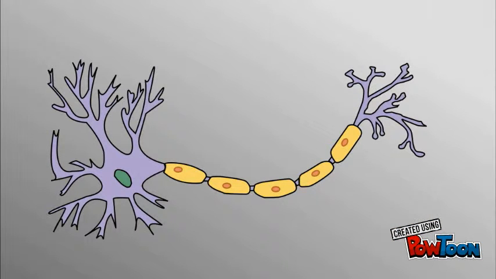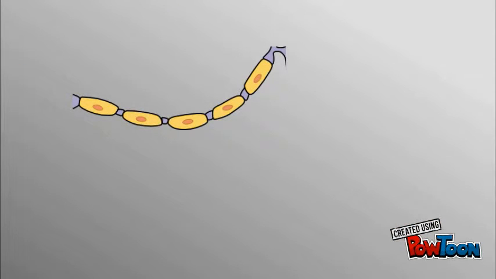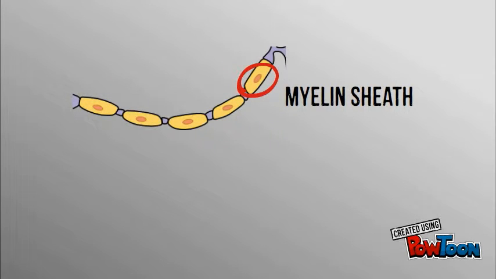Finally, we have the axon, which has three main parts. The axon hillock, connected to the cell body, the axon proper, which is in the middle, and the axon terminal, located at the end that sends the signals. Along the axon, we have the myelin sheath, which acts as a protective layer and prevents the loss of electrical energy during the transfer of action potential. The myelin sheath are connected by the nodes of Ranvier.